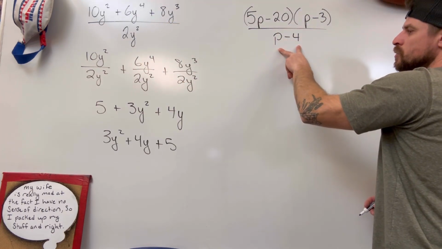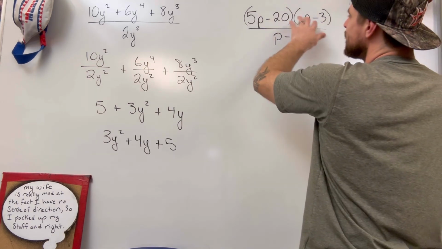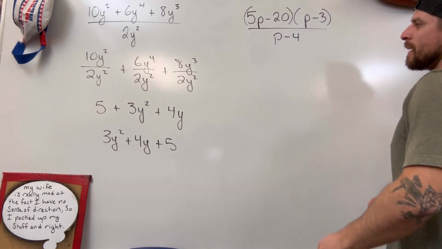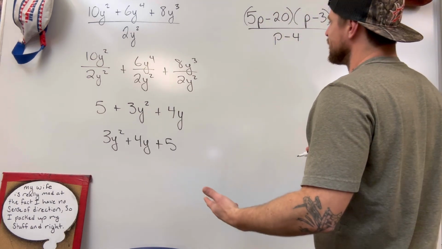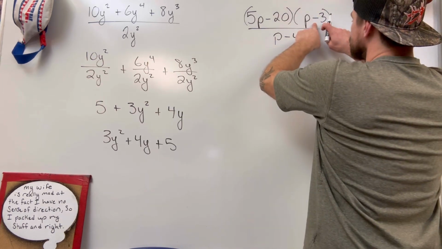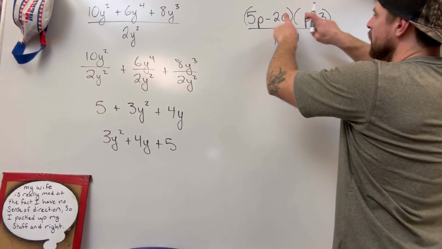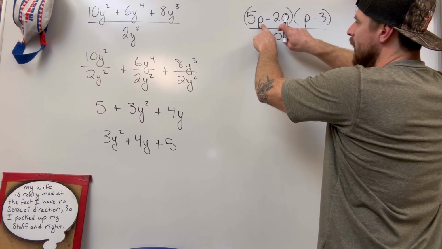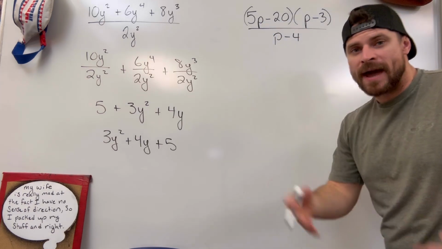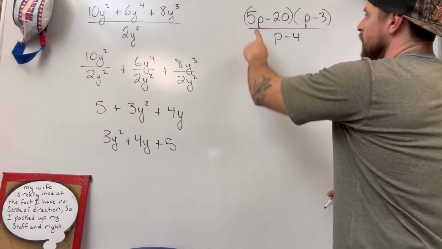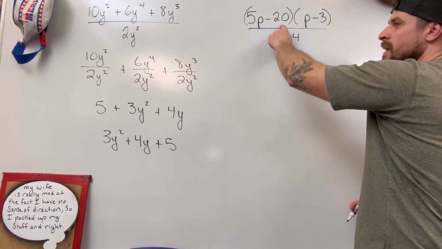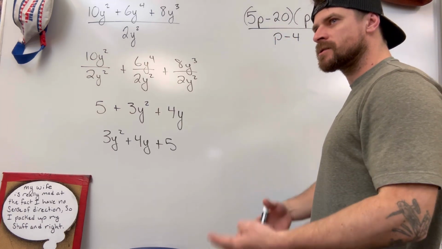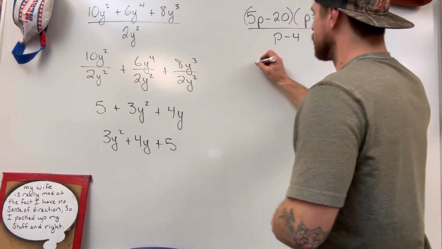Now, remember, one term on bottom. What happens if you have two terms on bottom? You're typically going to need to factor something on top to see if there's any cancellation. So p minus 3, I'm not going to factor anything there, but I'm going to look at this binomial of 5p minus 20, and I'm going to factor it out. I'm going to ask myself, 5 and 20, do they have a common factor? What is their greatest common factor? And that would be a 5.